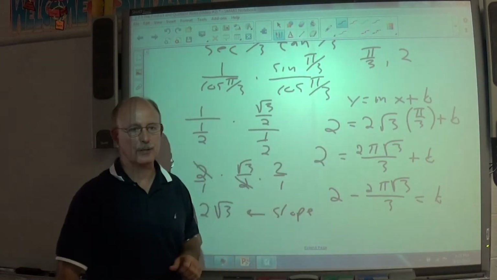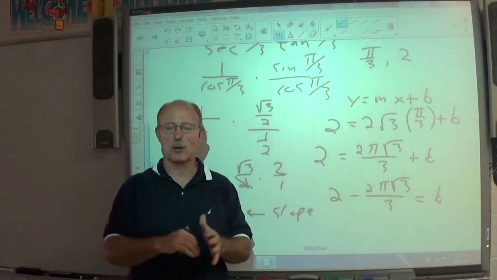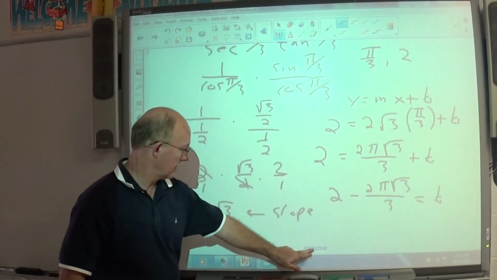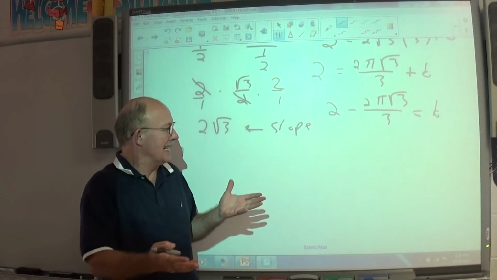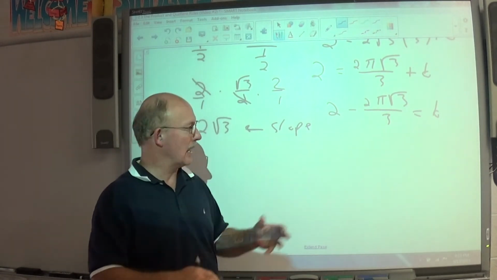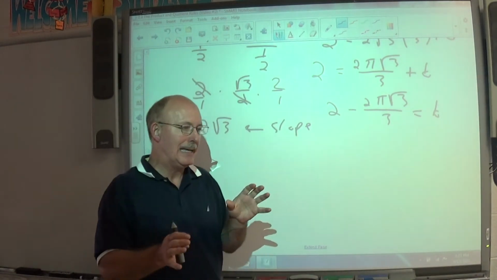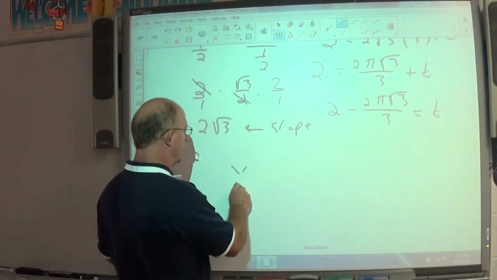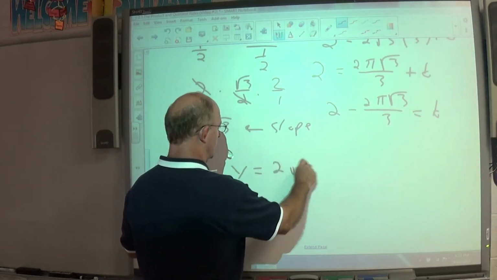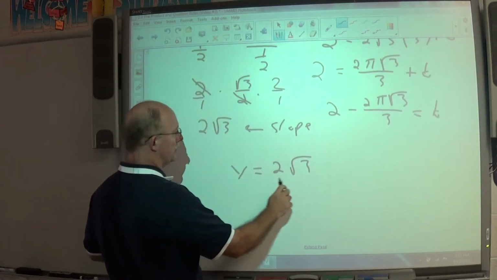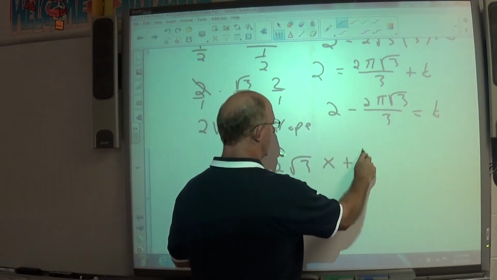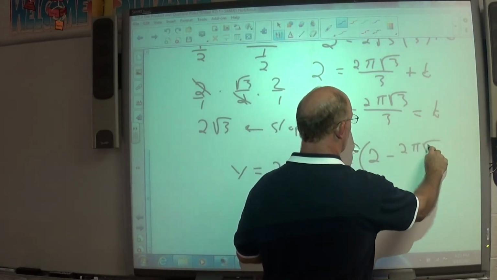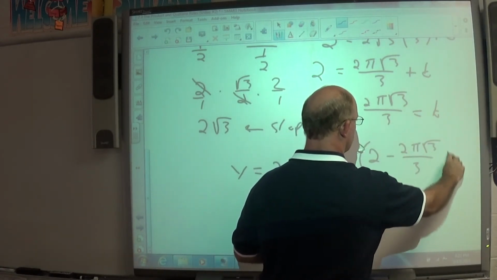Now that's our y-intercept. Now if you have a calculator, you can punch it up and you get a decimal. But I'm going to leave it like this because if you are taking the AP Calculus exam, you may see this type of problem. It will be a non-calculator problem and you have to write your equation. So the equation here would be y equals the slope times x plus b, which is 2 minus 2 pi square root of 3 over 3.